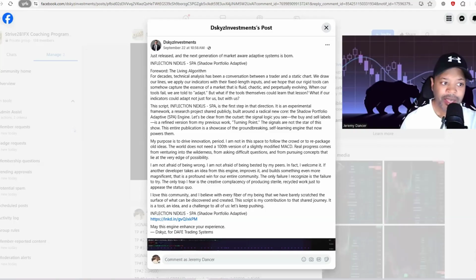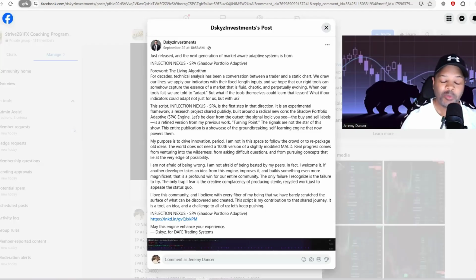For decades, technical analysis has been a conversation between a trader and a static chart. We draw our lines, we apply our indicators with their fixed length inputs, and we hope that our rigid tools can somehow capture the essence of a market that is fluid, chaotic, and perpetually evolving. When our tools fail, we are told to adapt, but what if the tools themselves could learn that lesson? What if our indicators could adapt not just for us, but with us?